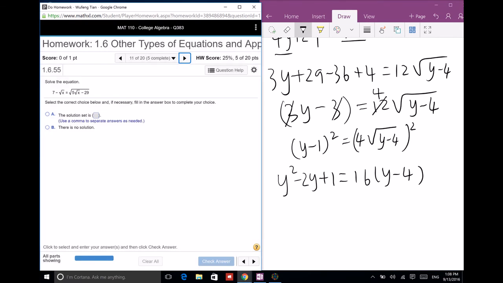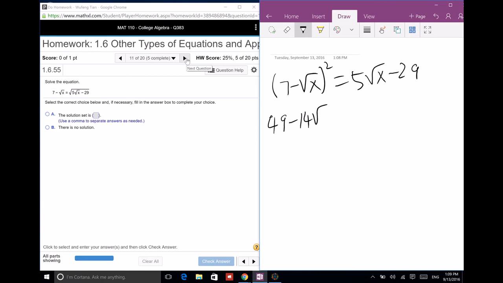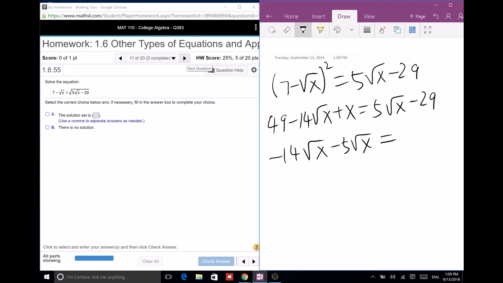Number 11. Number 11 is pretty much very similar. You square it once: 7 minus square root of x, squared, equals, the other one, the square root goes away, 5 square root of x minus 29. So if you FOIL that, it is 49 minus 14 square root of x plus x equals 5 square root of x minus 29. Put all the square root of x on one side, isolate it, put everything else on the other side. So it's negative 14 square root of x minus 5 square root of x equals everything else on the other side.